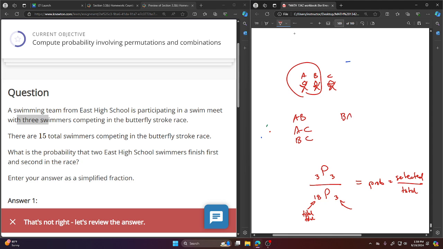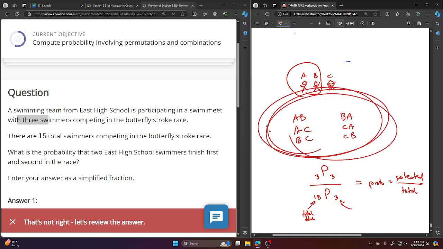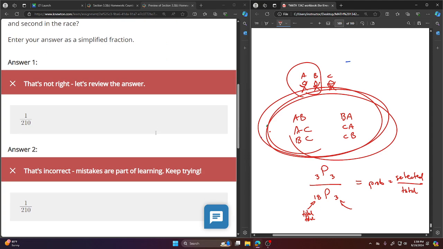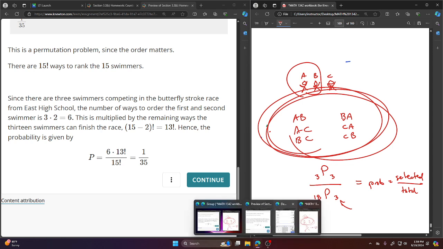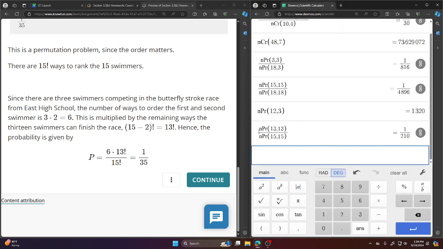Exactly right, because order is important. BA, CA, CB, how many times can we have that happen? It's 6. So we would take the thing that I had, the 13 and the 15, just like we had over here, the 13 and the 15, but then I simply say, well, times 6. And there's my answer.